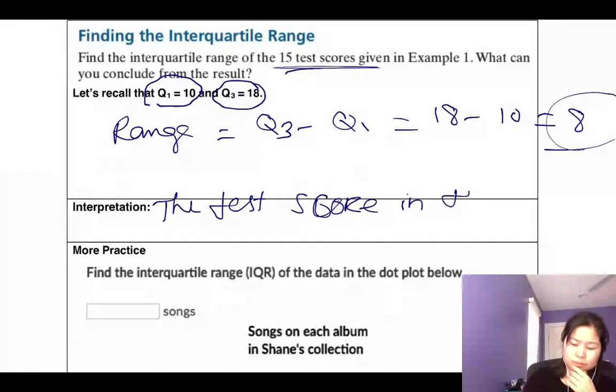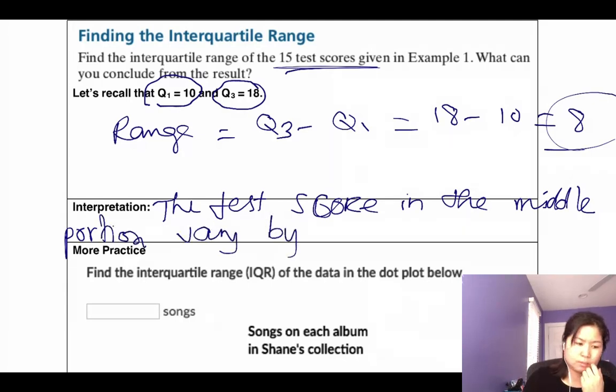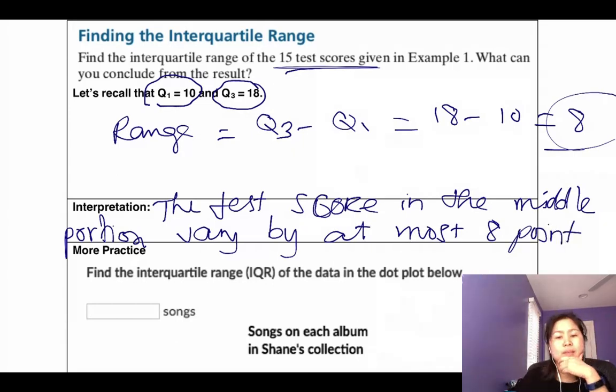What this value means is that the test scores in the middle portion, or the median that we talked about, vary by at most 8 points. What that means is, if you compare with the median, the furthest you can get is 8 points. You cannot get higher than that.